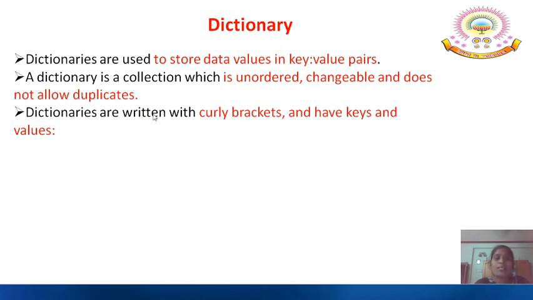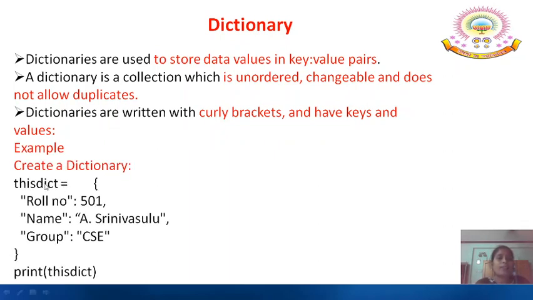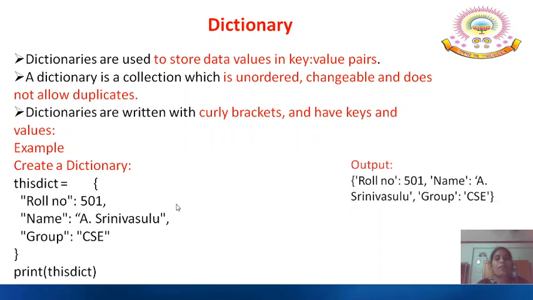So dictionaries are written in curly brackets. Sets are also written in curly brackets, but sets have only individual items, whereas dictionaries contain key value pairs. So create a dictionary. This dictionary equals to the values you have provided and you want to print this dictionary. So it will print roll number is 501, name is A. Srinivasulu, group is CSC. That way only it will print.